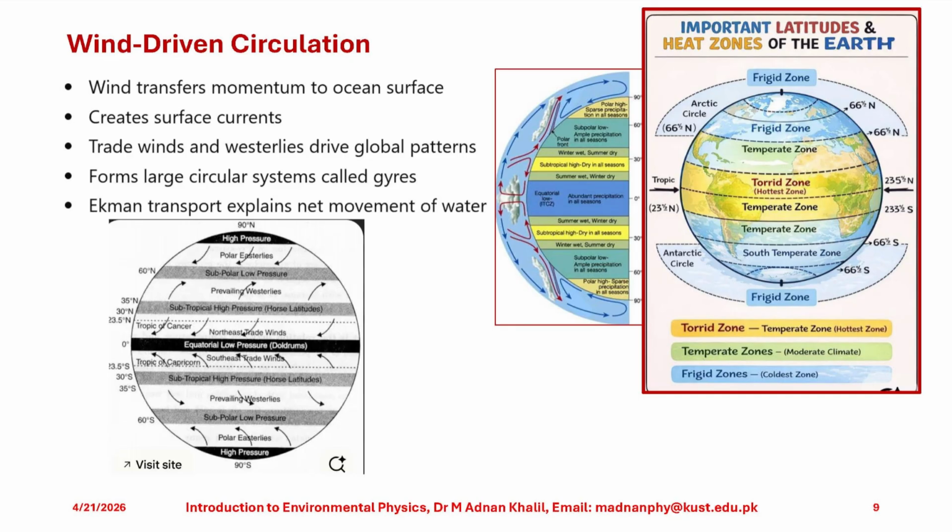The second diagram shows how these wind belts are arranged with latitude, helping to understand why currents form specific global patterns. So atmospheric circulation directly controls ocean circulation at the surface.